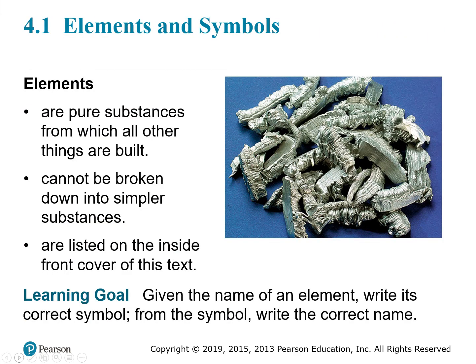We'll start with the elements and symbols. Remember from chapter 3 that we talked about elements, and elements are pure substances. Everything around you is built from elements. You can't break elements down into anything simpler, at least not by chemical means. And the elements are listed on the inside front cover of your textbook. They're also listed in the periodic table, any periodic table that you would find on the internet. We're going to talk about the names of elements, their symbols, and things of that nature.